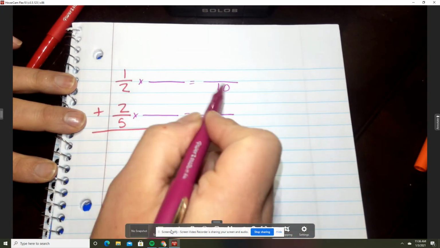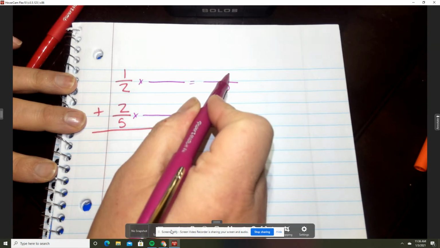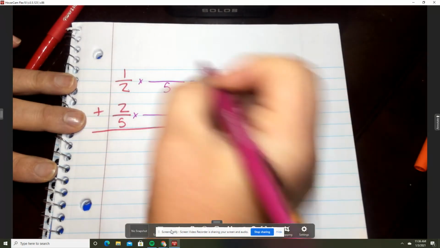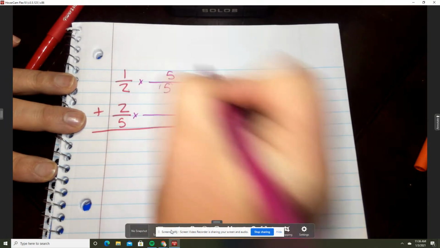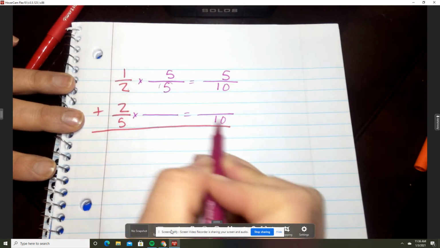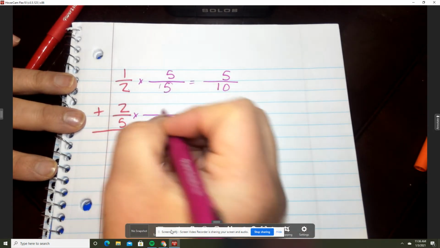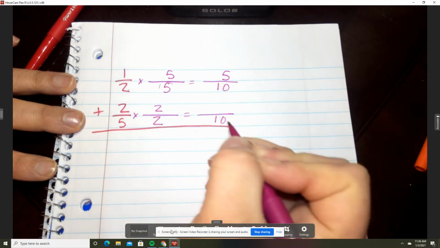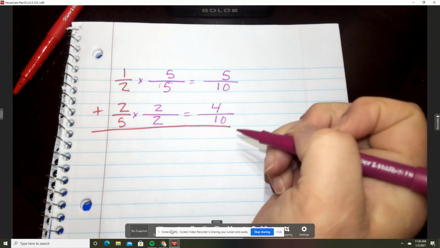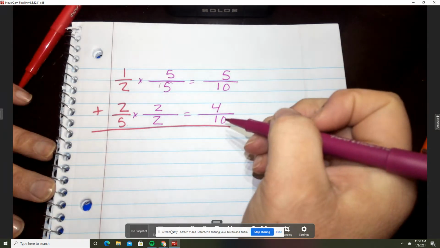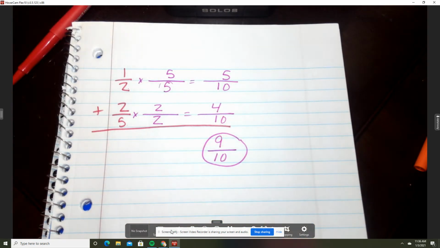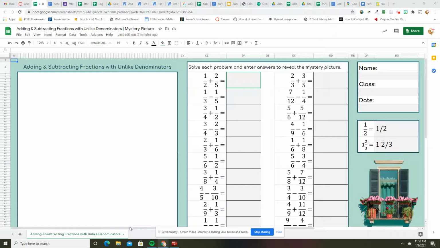Now you have to think, how did I get to 10, so we can get the numerator? 2 will go into 10 five times. 2 times 5 is 10. What you do to the bottom, you have to do to the top. 1 times 5 is 5. What did you do to 5 to get to 10? You multiplied by 2. What you do to the bottom, you do to the top. 2 times 2 is 4. Now all you have to do is add. 5 plus 4 is 9, so 9/10. Your answer to that one is 9/10.